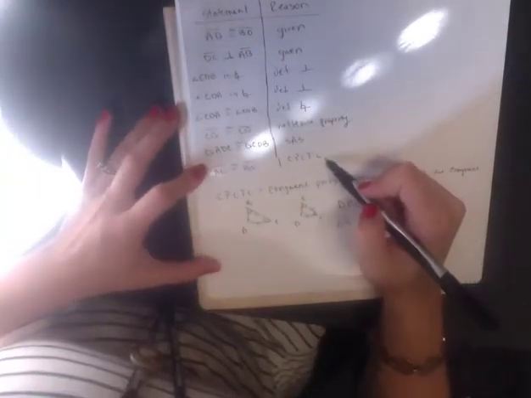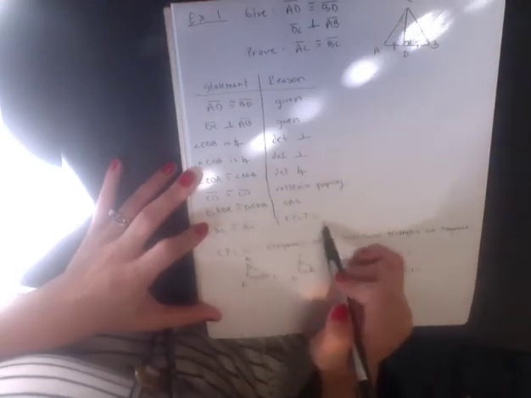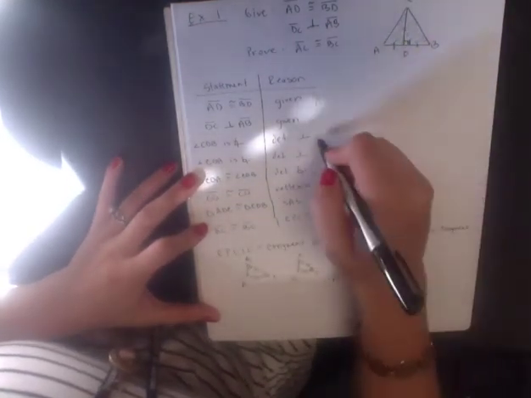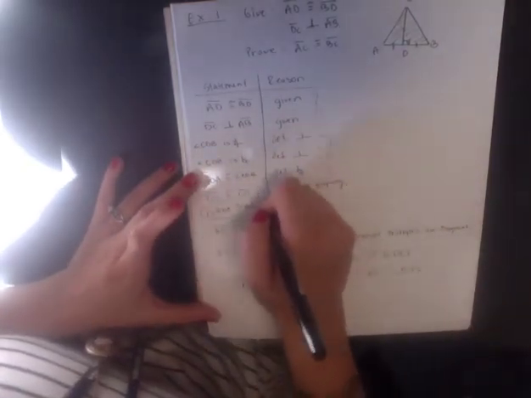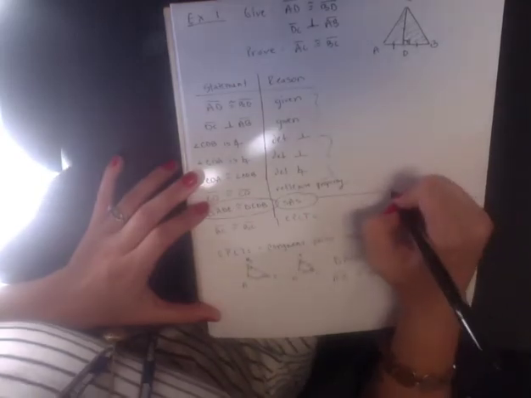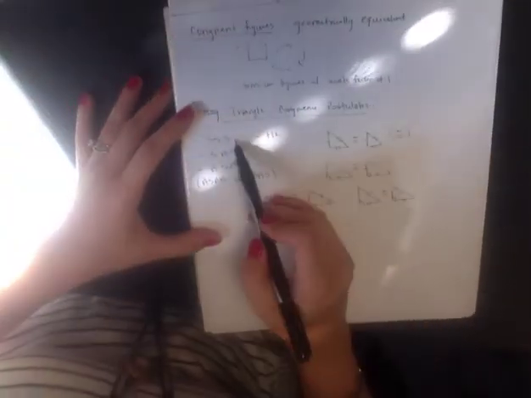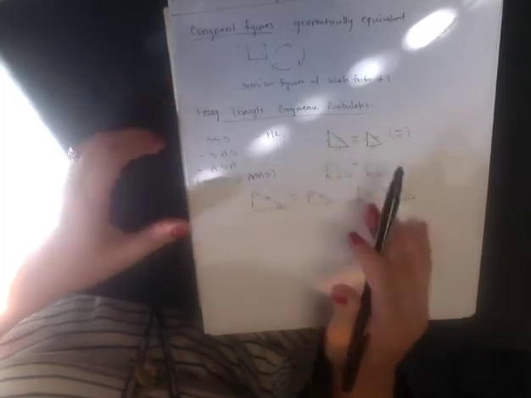And I would be done. I proved what I wanted to prove: AC is congruent to BC. I've proved that here. I had to go through my givens, I had to go through my duh statements, and you have to state that two triangles are congruent. And you state that by side, side, side, side, angle, hypotenuse, leg. Okay?